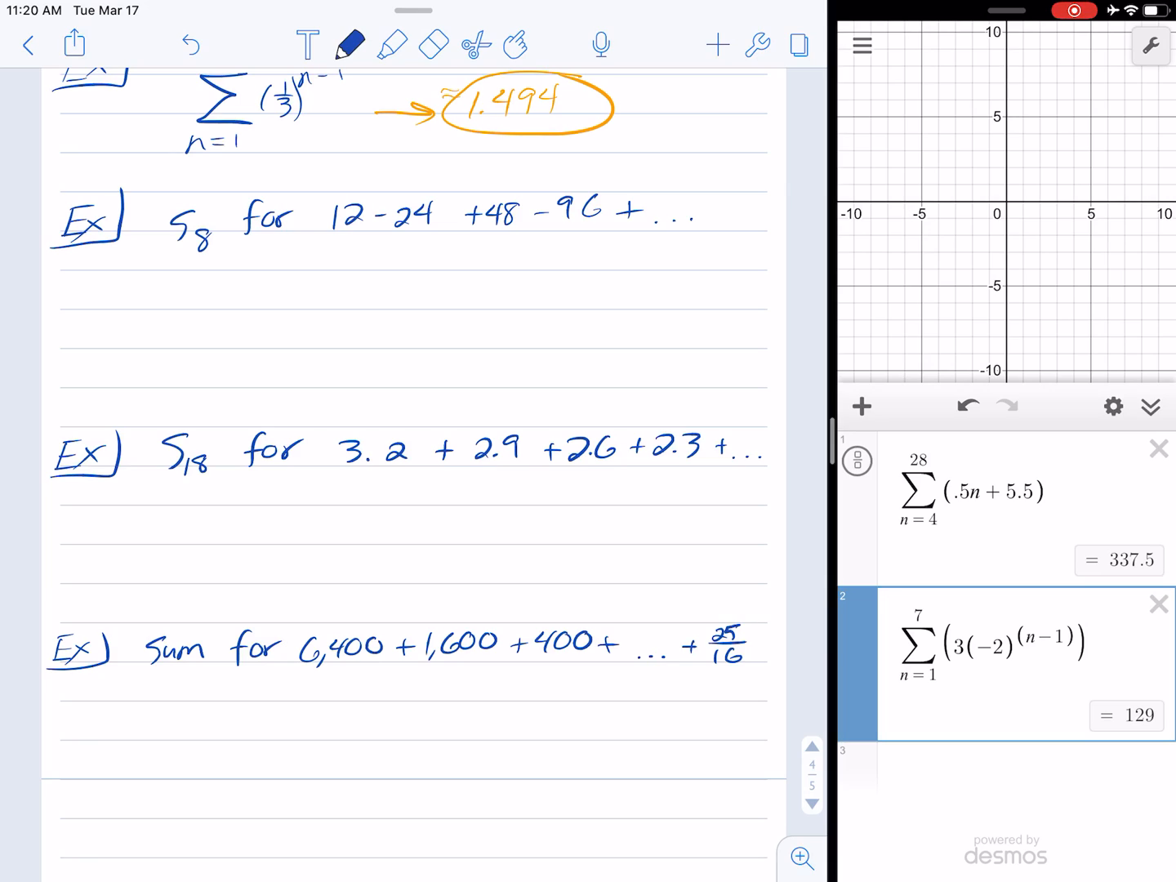Alrighty, when you got that written down, why don't you go ahead and pause the video, and then you can work these out on your own and come check the solutions in just a sec. Remember, you want to write them in sigma notation. I didn't give you any of these written in sigma notation, so you need to write the rule and then punch it into your calculator.